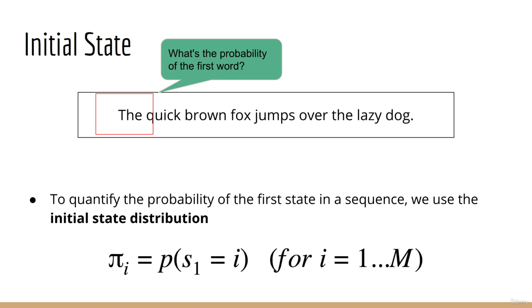In this case, we say s of 1 because we're assuming that time 1 is the first time step in the sequence. Note that, since i can take on the values from 1 up to M, pi is a vector of size M.